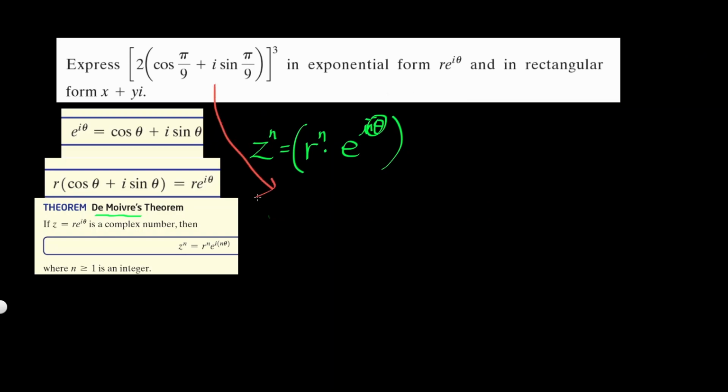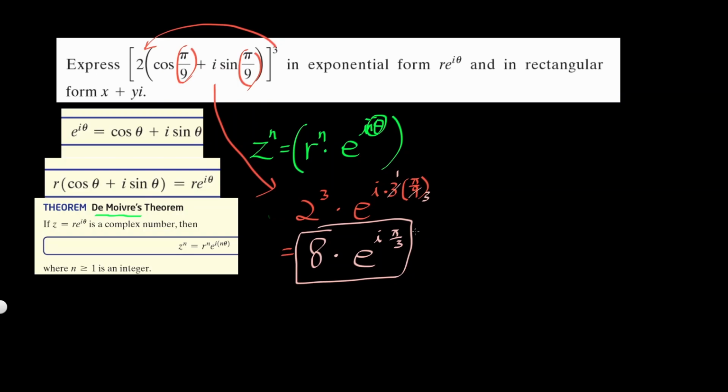So we have 2 raised to the third power, times e to the i times, well, n is 3, and the theta here is pi over 9. So I'm going to put pi over 9 here. That's going to be equal to 8 times e to the, well, i stays the same, 3 cancels with 9 like that, so we have pi over 3. Just plug it into the formula, this will be the exponential form.